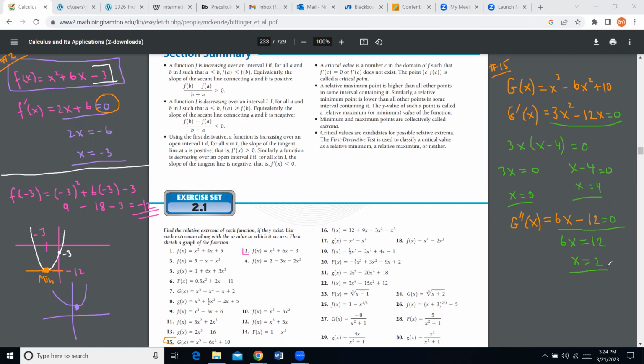So I'm going to need to make a picture of this function, capital G of x, at point 0, at point 4, and at point 2. Once I get the y coordinates of those x values, I will be able to make a picture. I'll just plot and connect these points all together.